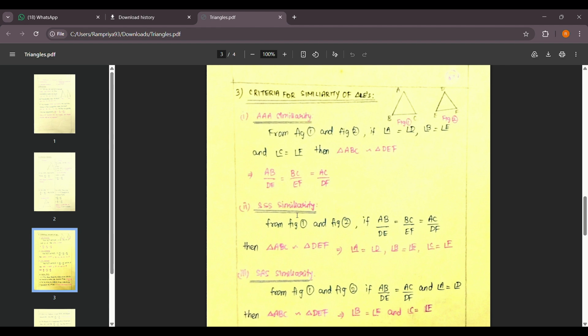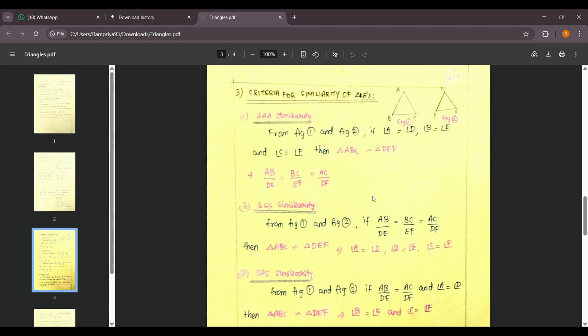And next is the triple S similarity condition. Triple S means sides, all the sides. If they are proportional, then you can say that these two triangles are similar, and since they are similar, the corresponding angles should also be equal. So angle A equals angle D, angle B equals angle E, and angle C equals angle F. Simple.